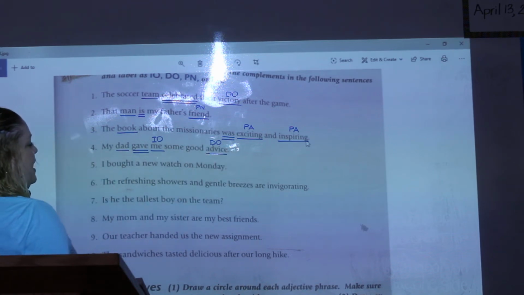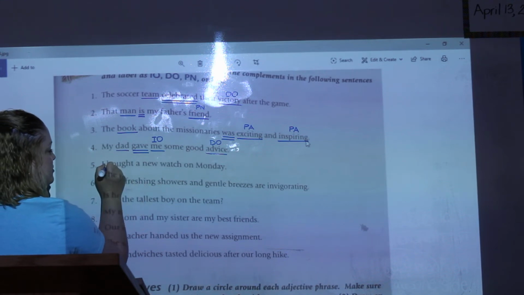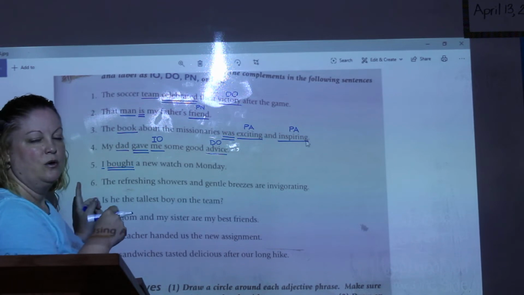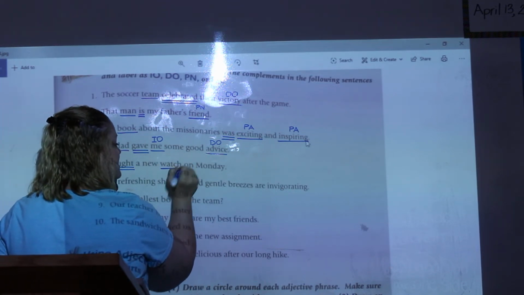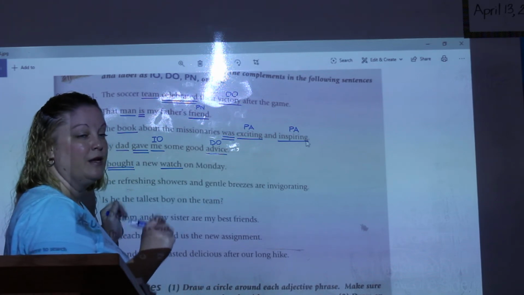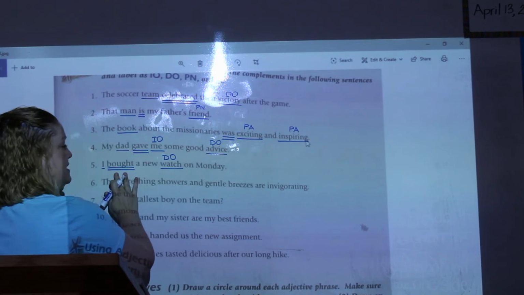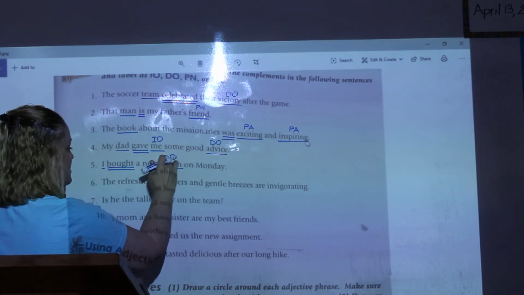All right, sentence 5. I bought a new watch on Monday. Here's your subject. You should have recognized bought is the verb. I bought what? Watch. So that makes it a what? Hopefully you said direct object because this is an action verb. This is what they bought. It is a noun. It is a direct object.